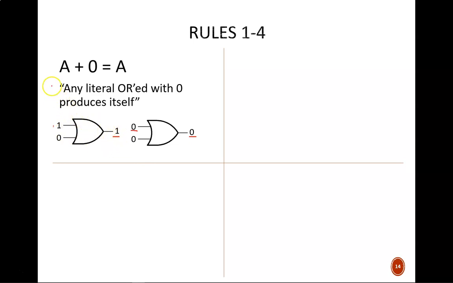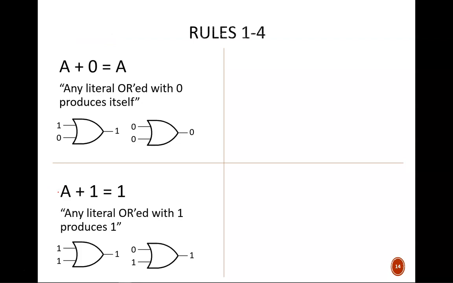Note that in some other equation, the literal won't necessarily be called A. If it is called B, the same rule applies. If it is called Q prime, the same rule applies. That is why it's so important to interpret these rules in a general sense, like these words indicate. Any literal ORed with 0 produces itself.